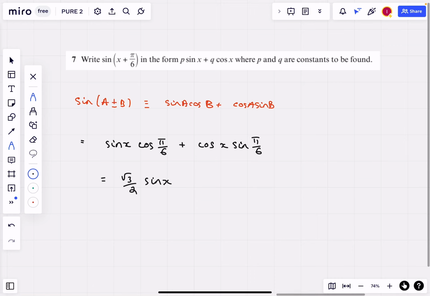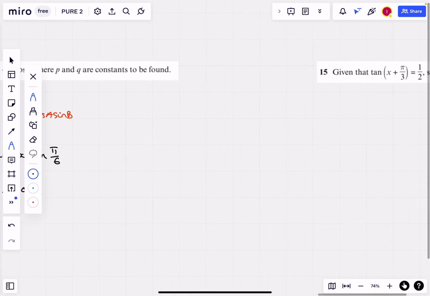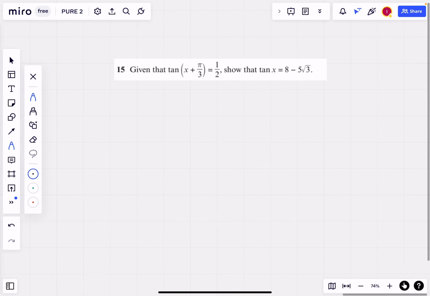And then you write the sine x. Sine pi over 6 gives a half. And then you write the cos x. There you go, done. That's it. You can't go any further. That's as simplified as it gets. Okay. Can you try question 15 for me, please?